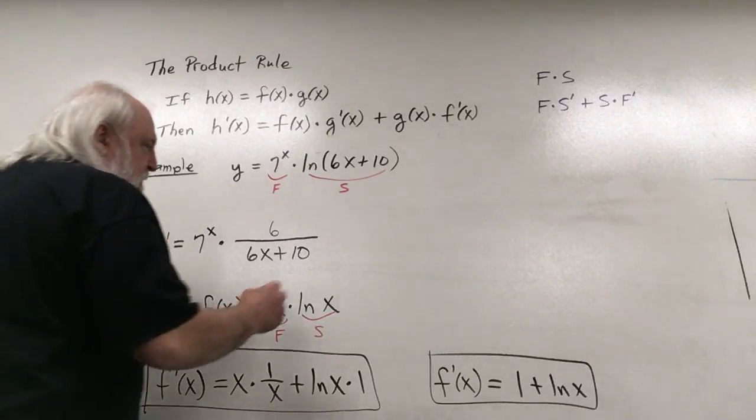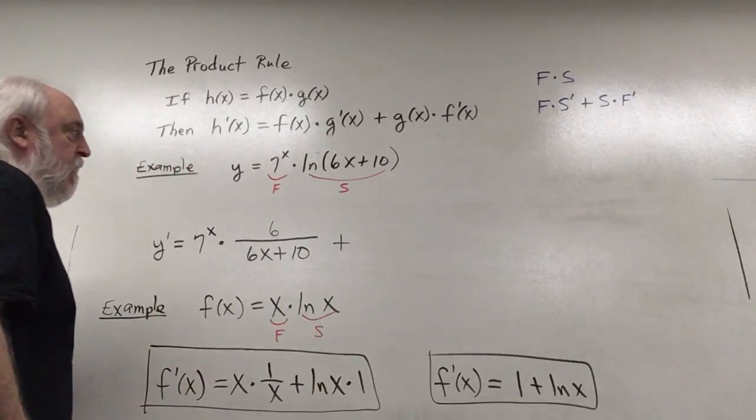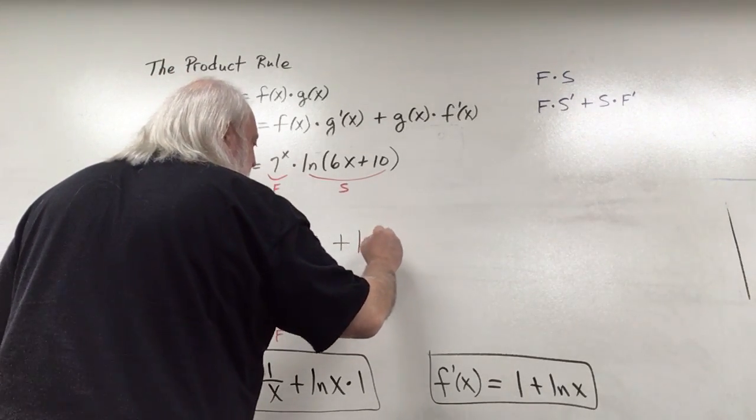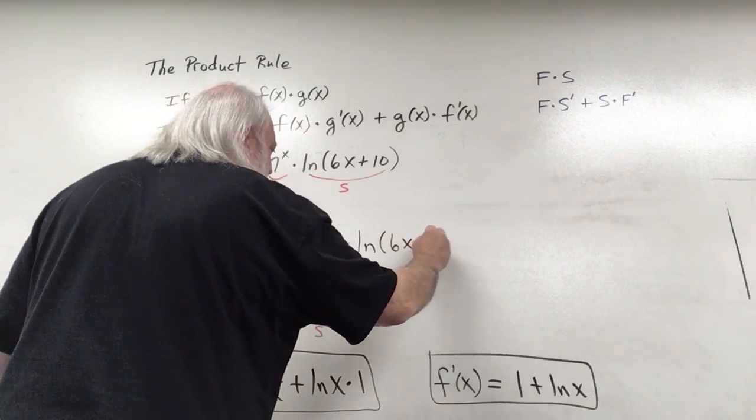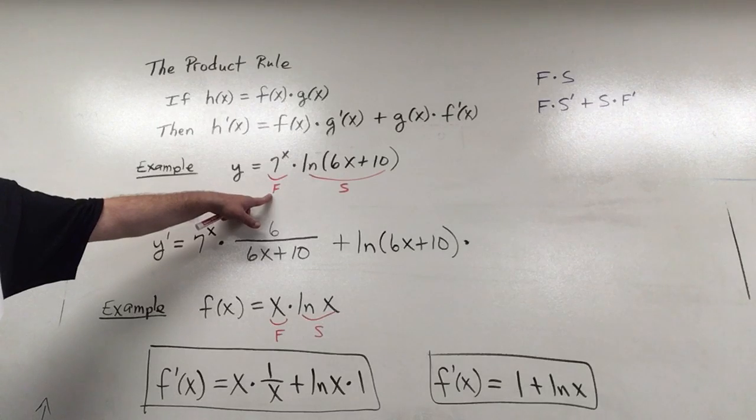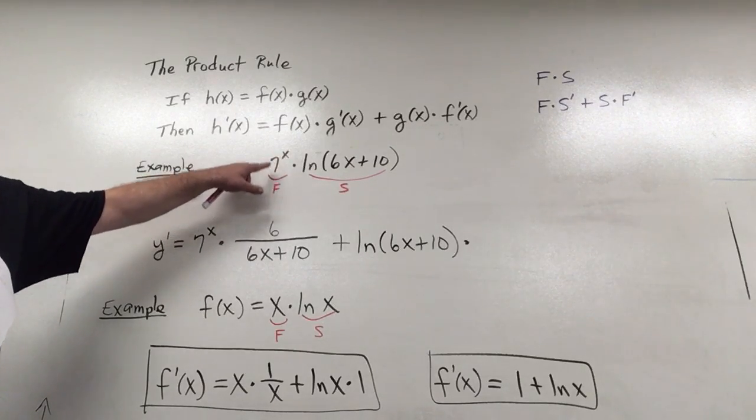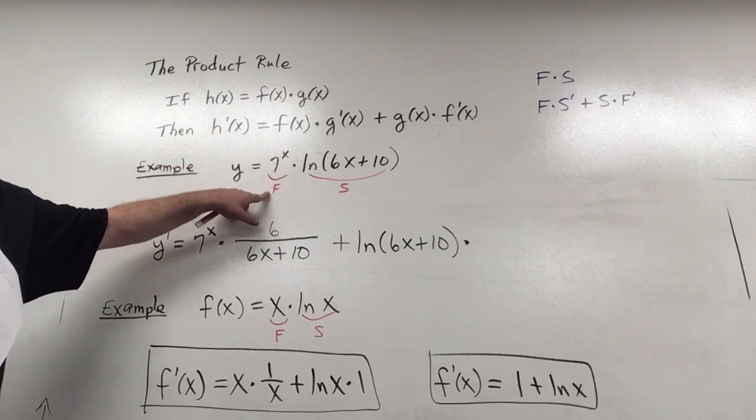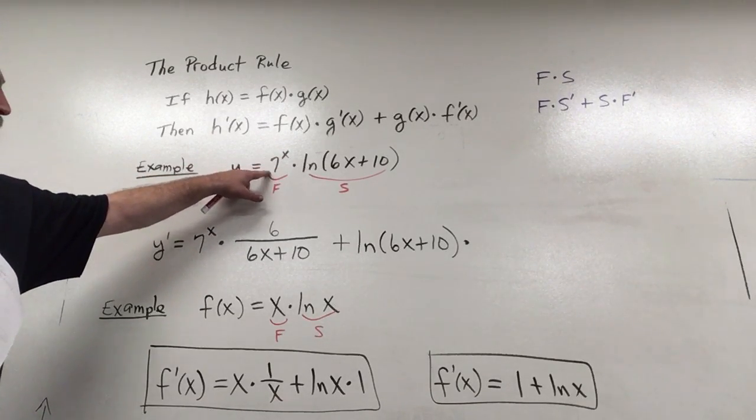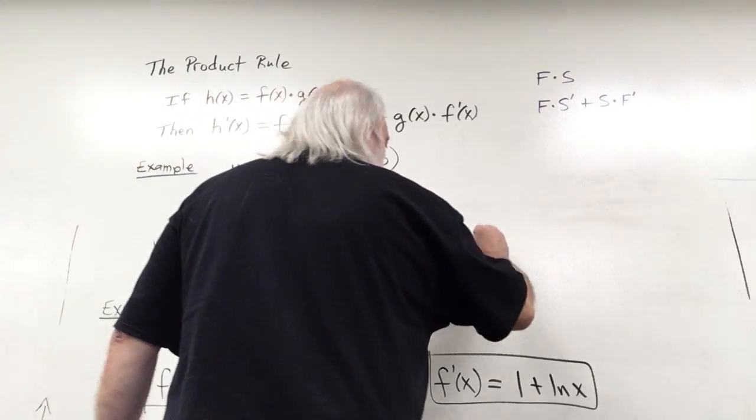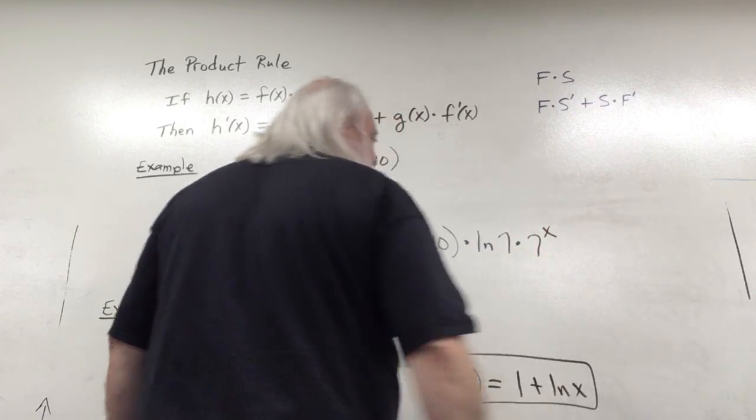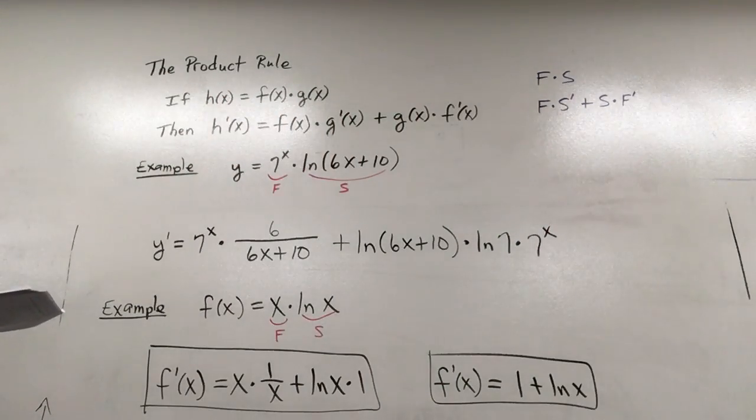And now we have to add to that the second function on the right-hand side, which is the natural log of 6x plus 10, and then we have to multiply that by the derivative of the first function, 7 to the x. This is an exponential function, not a power function. And the derivative of this exponential function is the natural log of 7 times the exponential 7 to the x. And we're done.